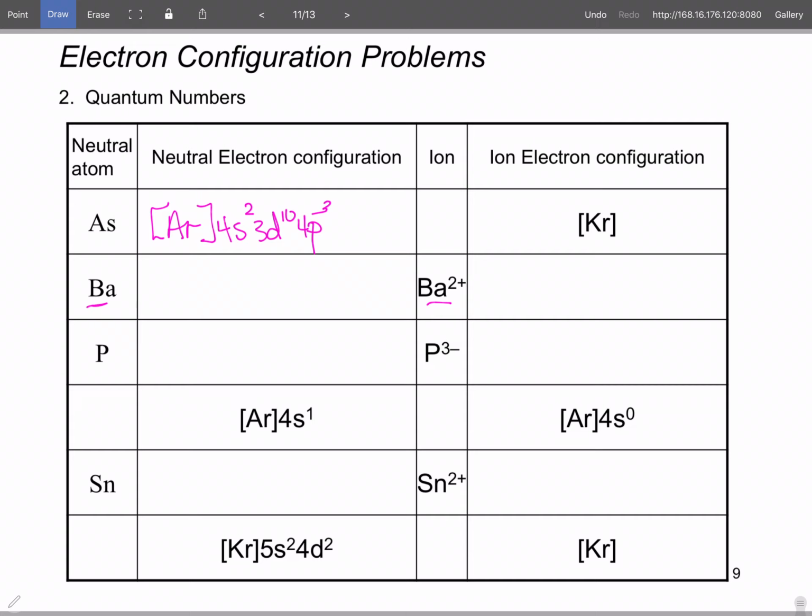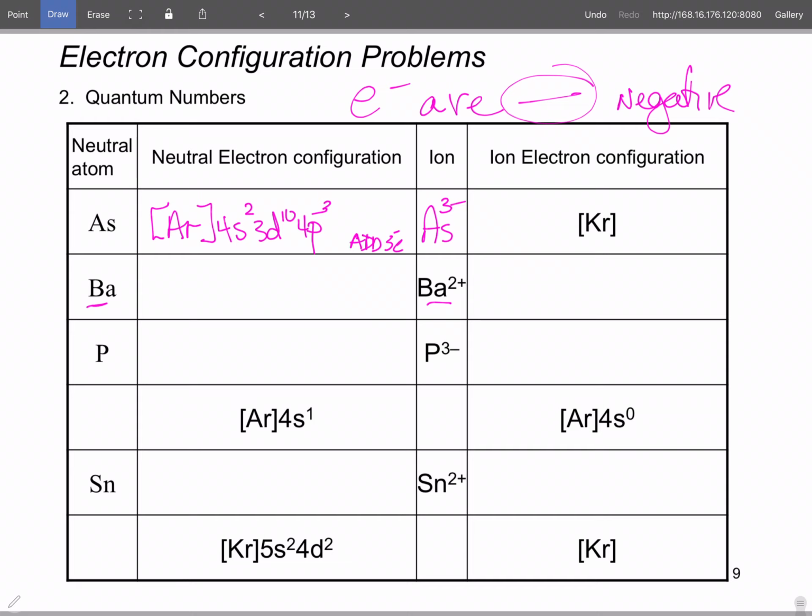So, if we move from an argon core to a krypton core, what did we do? We had to add 3 electrons. So that means our ion that we're dealing with is 3 minus. Hard part, electrons are negative. Okay? So barium here, well, what's barium?